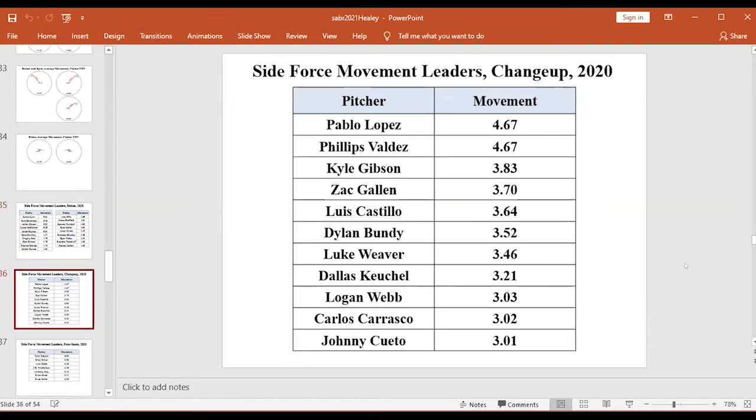And here are the leaders for the changeup. We've already talked about Pablo Lopez. And then right there with him is Phillips Valdez. If you've seen him pitch, he's got a lot of movement, a lot of downward movement on the changeup. And he gets very good results on the changeup, even though he throws it about half the time. He talks about trying to emulate Pedro with his changeup.